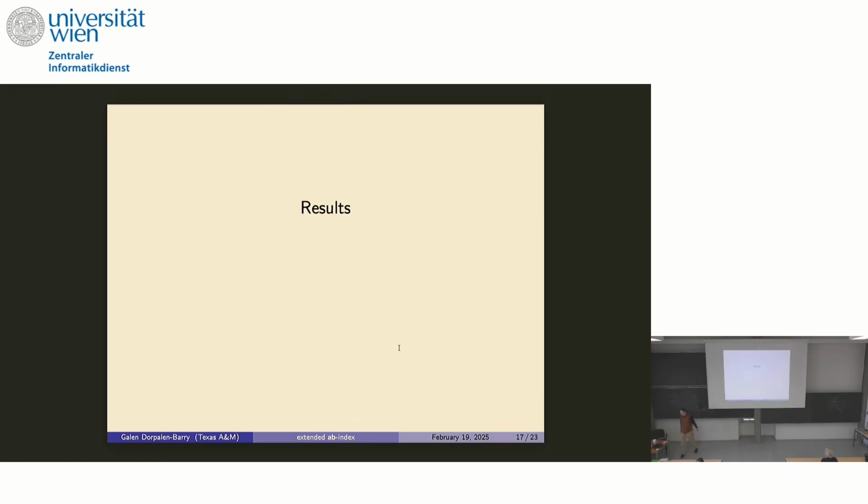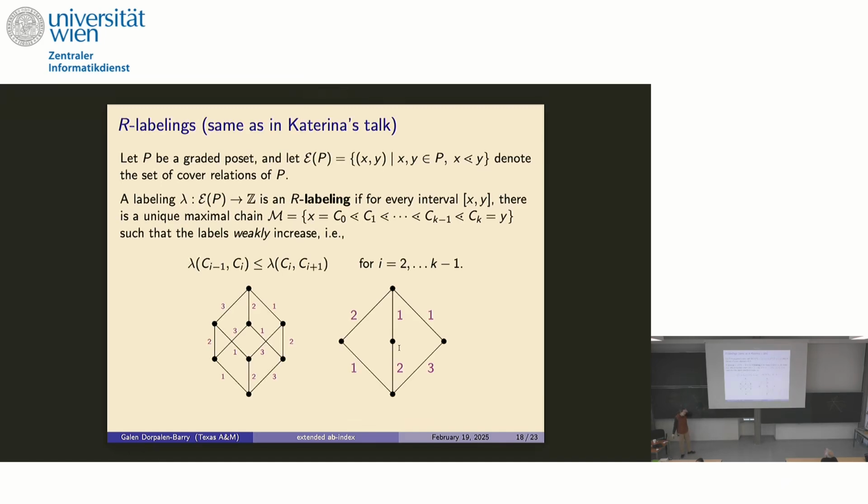Let's actually talk about what we did. This I actually get to skip a little bit of, because Katerina gave us a lovely explanation about R-labeled posets. But just to remind us, we've seen a bunch of posets where you label the edges of the Hasse diagram with various things. In this case, I want to label them with numbers, and I want to ensure that when I look at any interval, there should be a unique weakly increasing chain.